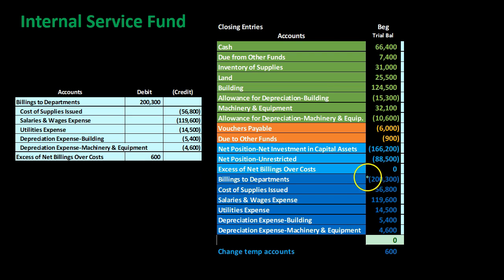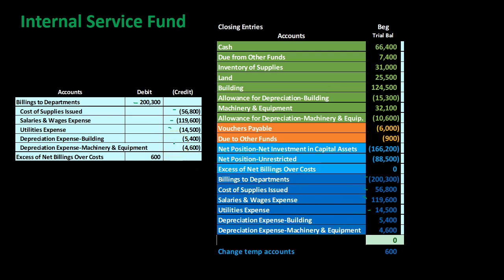So if this is a credit of the $200,300, we will then debit it. This is going to be a debit of the $56,800. We then are going to credit it. This is a debit of the $119,600. We're going to credit it. This is a debit of the $14,500. We're going to credit it. This is the $5,400 debit. We're going to credit it. And this is the $4,600 debit. We, of course, will credit it.